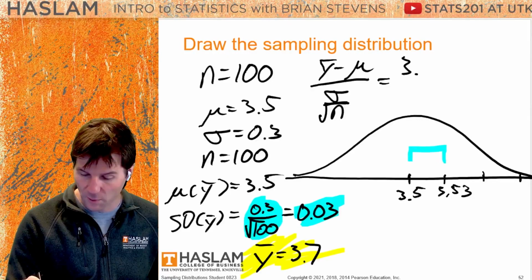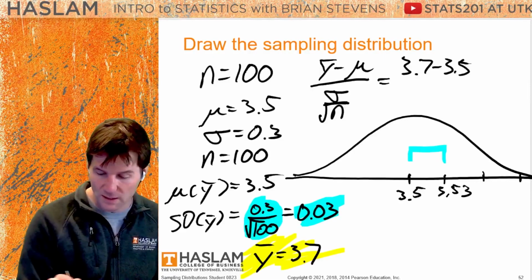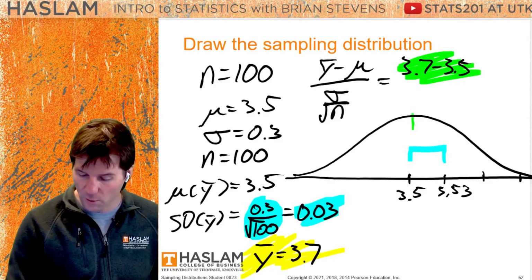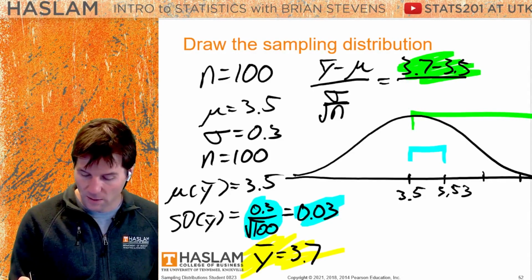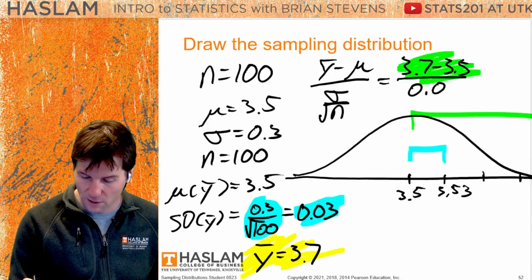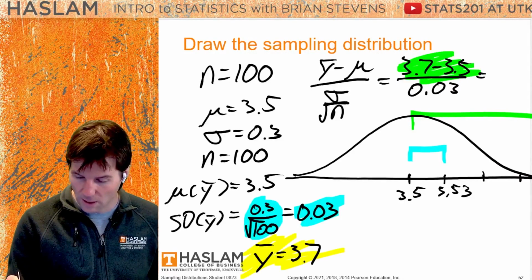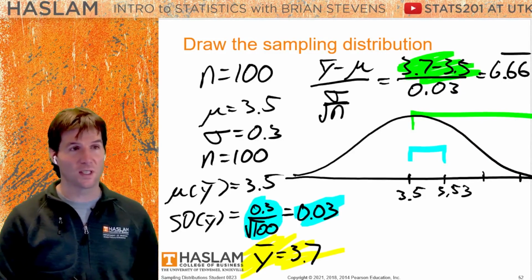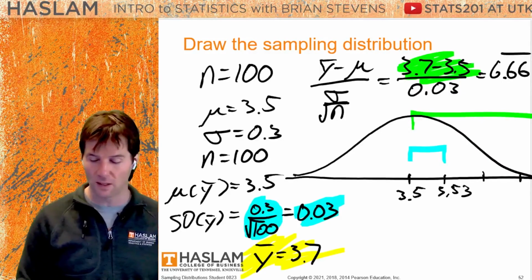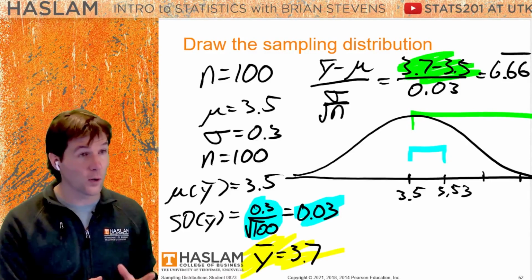The observation of 3.7 minus the expected mean of 3.5. This once again just finds the distance of how far these quantities are away. It's off the graphic, we can't see it. Then we divide it by the standard deviation to put it in units of standard deviation. And this should be, I think, 6.66. So 6.66 standard deviations above the mean. So this would be very unusual.